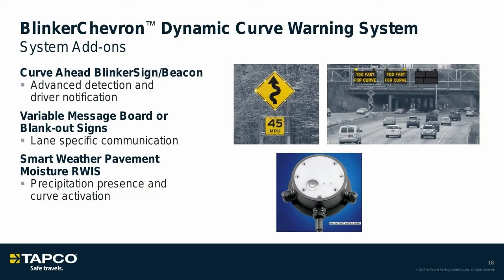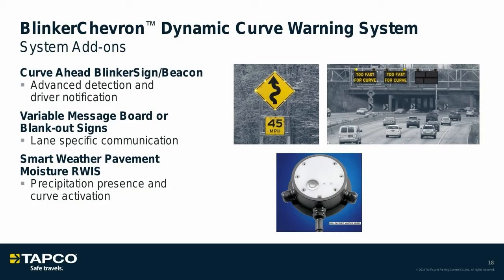So that's just one option. We can do, like I mentioned at the beginning, variable message boards, DMS blankout signs, for lane communication. So again, if it's on an interstate and you've got 3, 4, 5 lanes heading into a sharp curve, we can do what you see on the right-hand side there, a too fast for curve blank out DMS sign telling that specific lane that they're too fast.